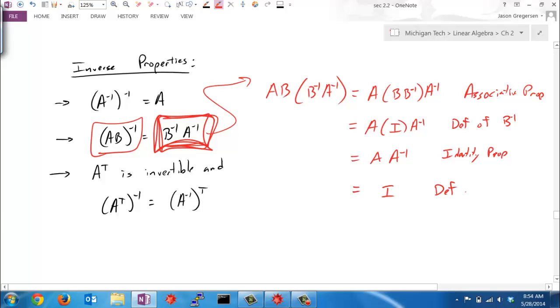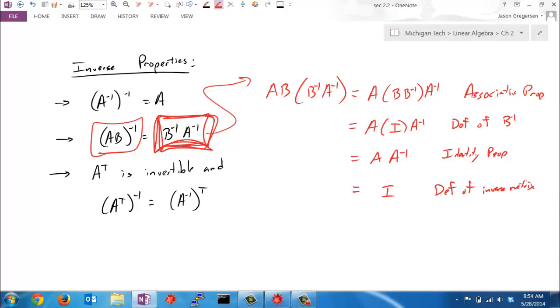Yes, it's the definition of the inverse matrix. And that's it. Now we go back and show that this thing multiplied on the other side of AB also gets me to identity. Pretty much doing it exactly the same way. And that would be the proof.